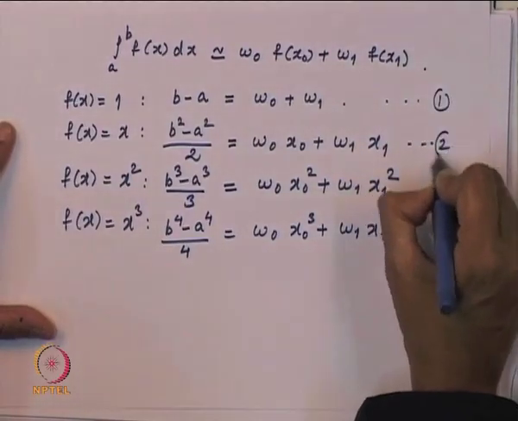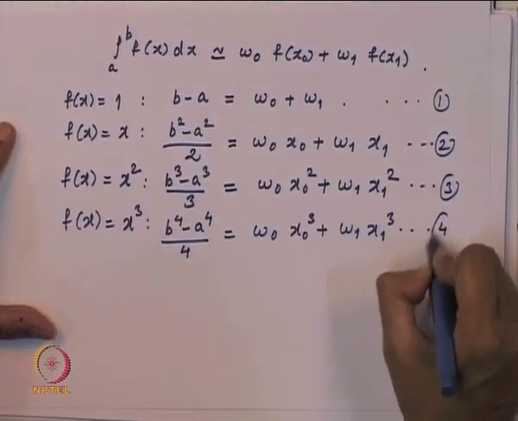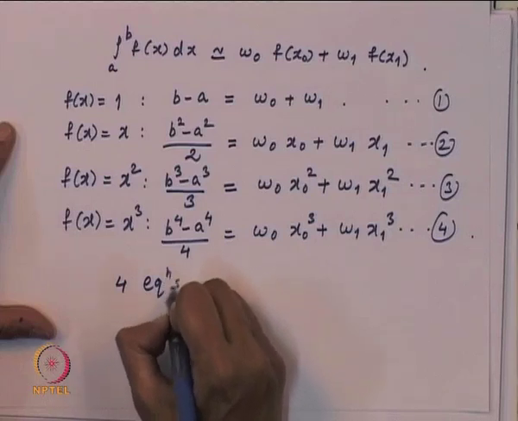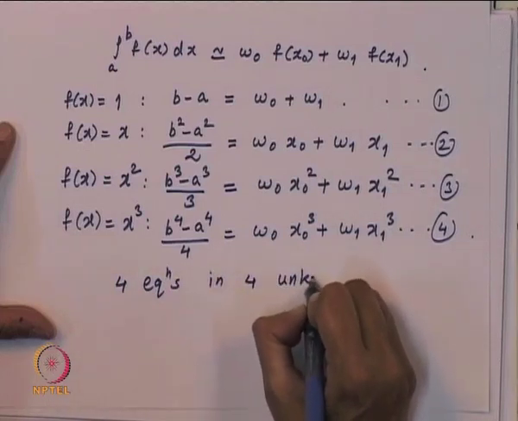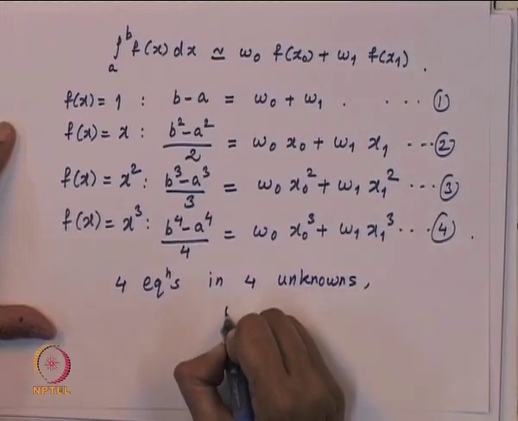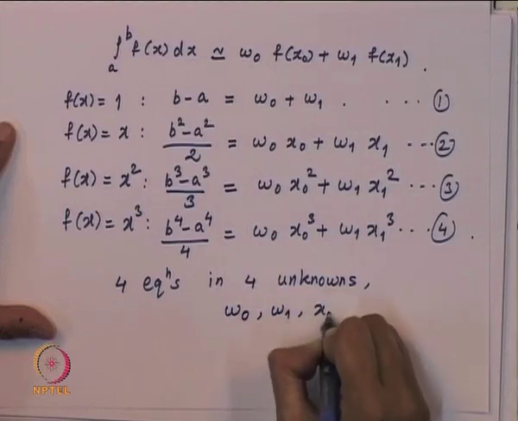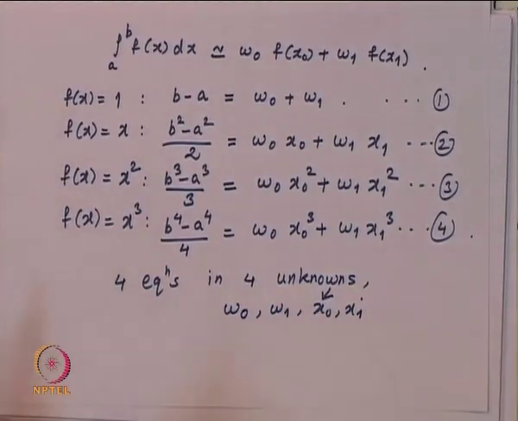So let me call these 4 equations 1, 2, 3, 4. So we have got 4 equations in 4 unknowns, which are w0, w1, x0, x1. Now, we got 4 equations in 4 unknowns, but these are nonlinear equations. If they were linear equations, then solving them is easy. But we have got 4 nonlinear equations. Now, in this particular case, one can do some manipulation and one can try to find w0, w1, x0, x1.